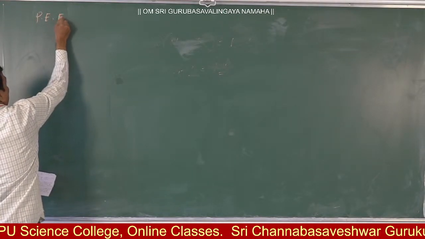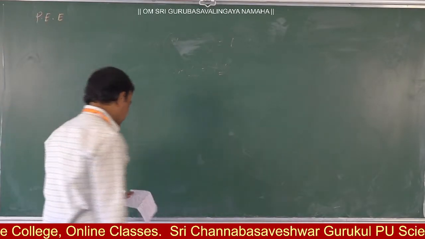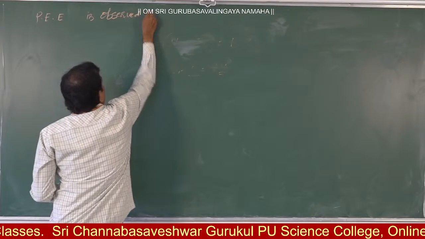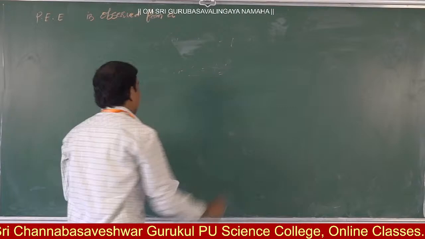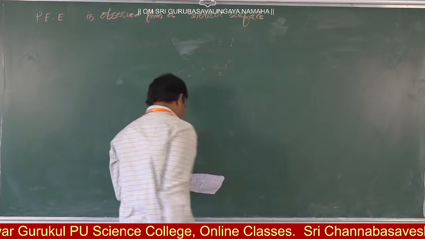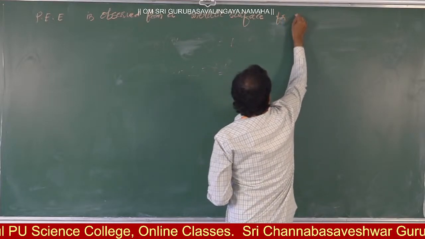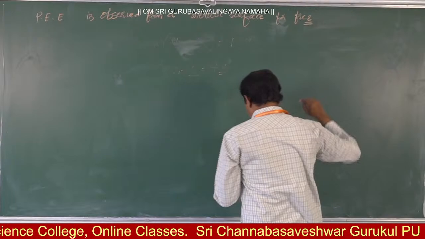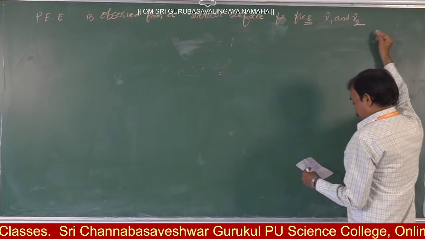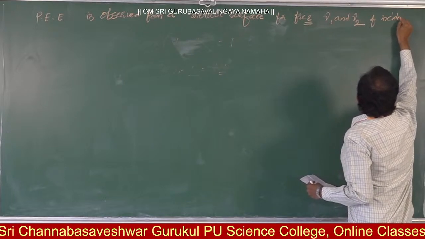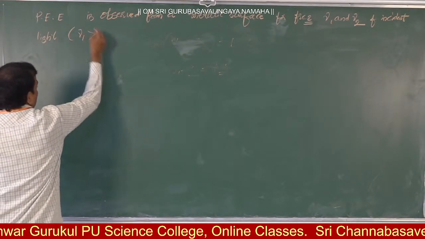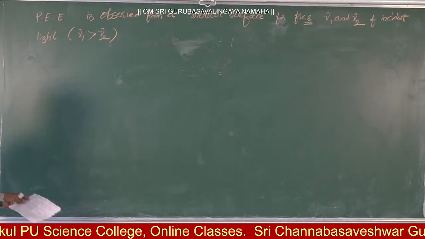Photoelectric emission, PEE. Photoelectric emission is observed from a metallic surface for frequencies nu1 and nu2 of incident light, in the condition that nu1 is greater than nu2.